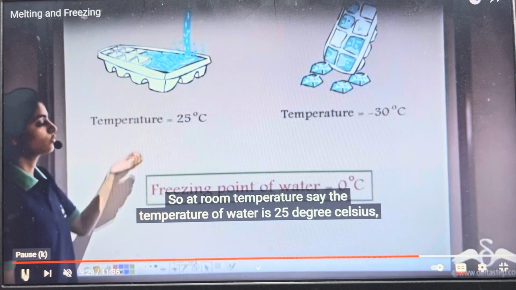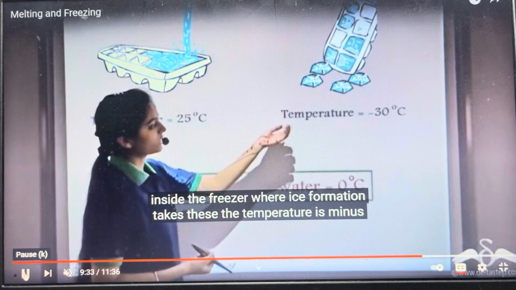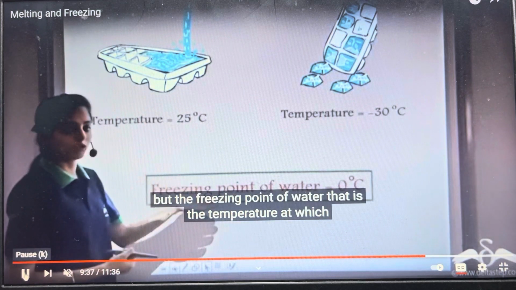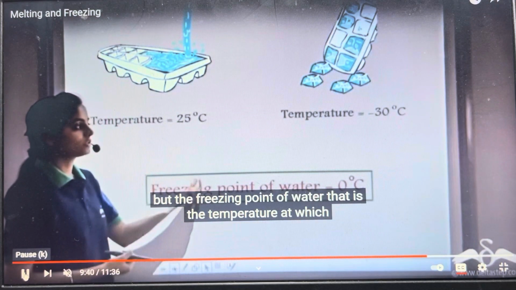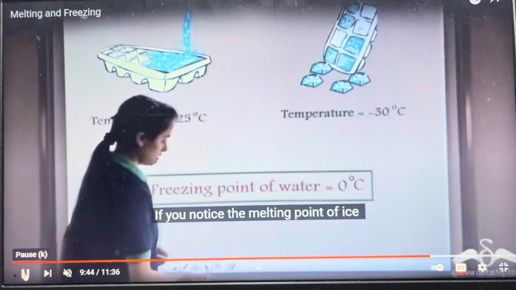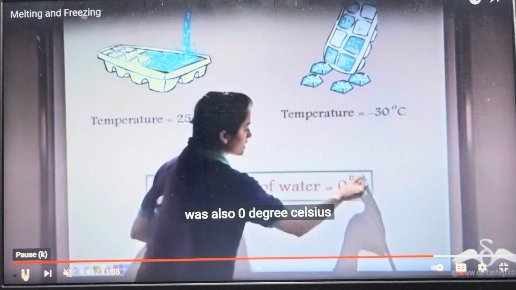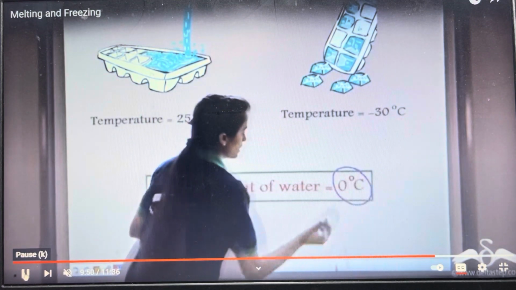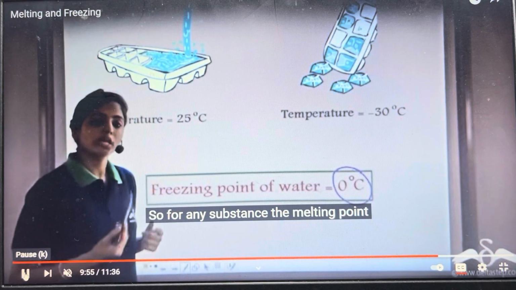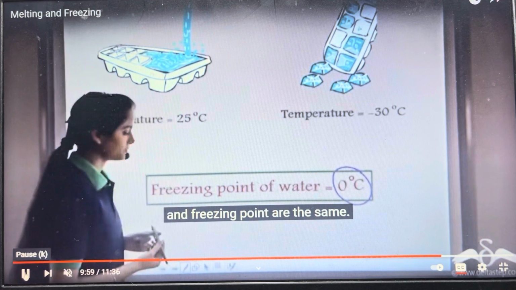At room temperature, say the temperature of water is 24 degrees Celsius. Inside the freezer where ice formation takes place, the temperature is negative 30 degrees Celsius, but the freezing point of water, that is the temperature at which water changes into ice, is 0 degrees Celsius. If you notice, the melting point of ice was also 0 degrees Celsius. And the freezing point of water is also 0 degrees Celsius. So for any substance, the melting point and freezing point are the same.